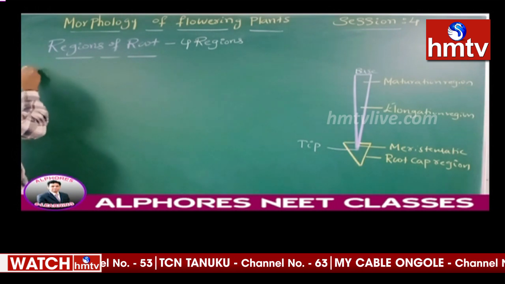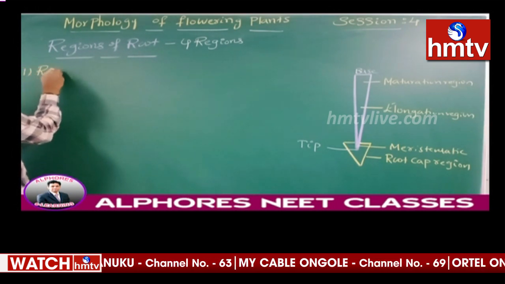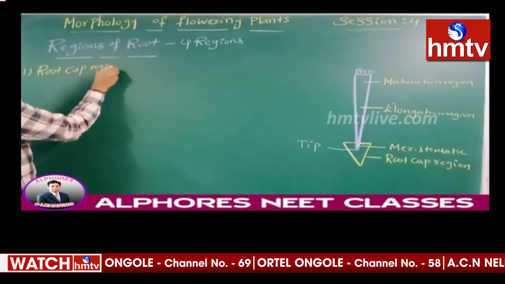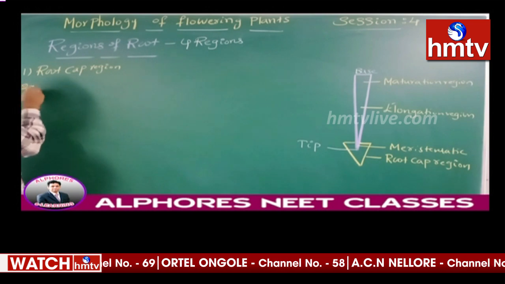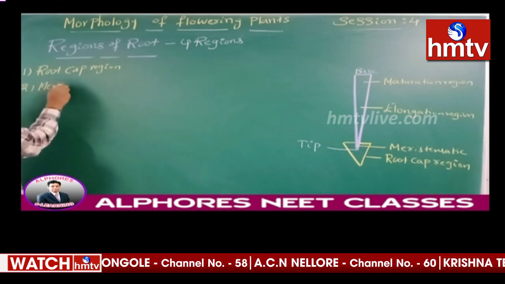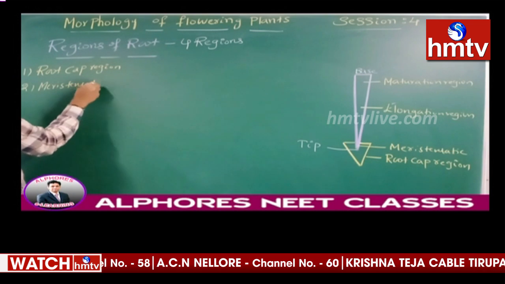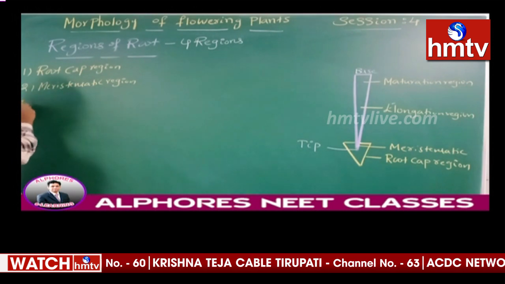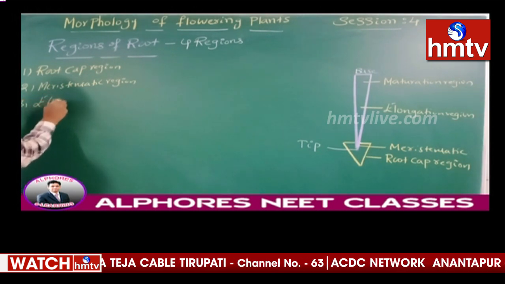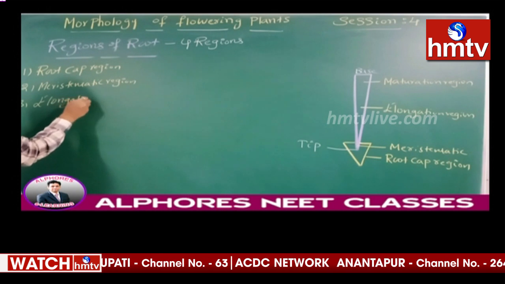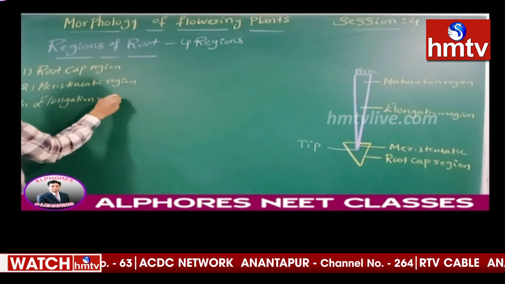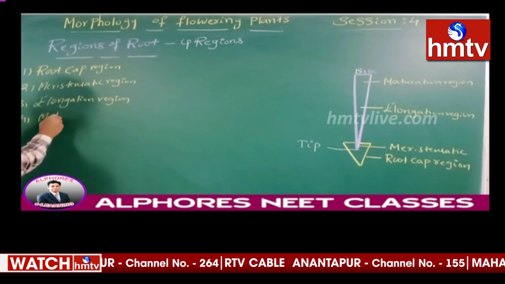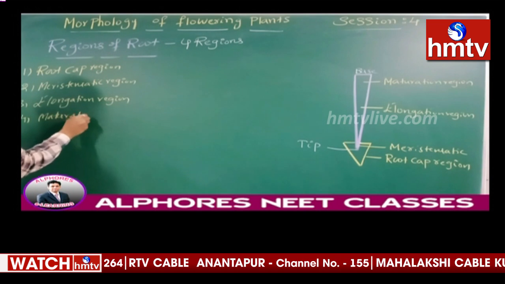What are they? Number 1, root cap region. Second one is meristematic region. Third one is elongation region. And fourth one is a maturation region.